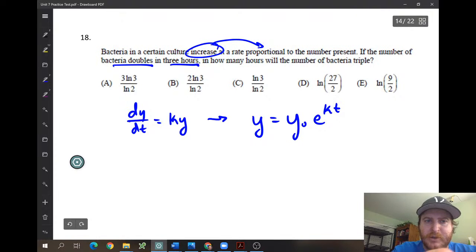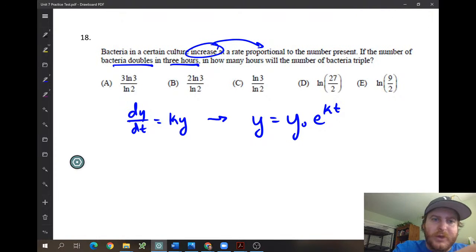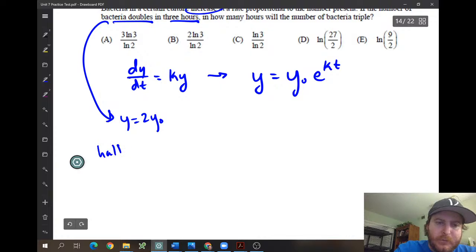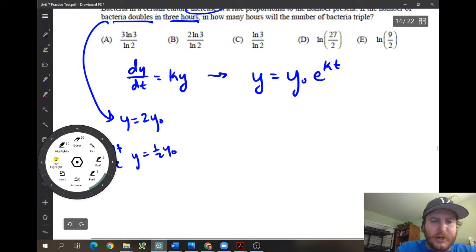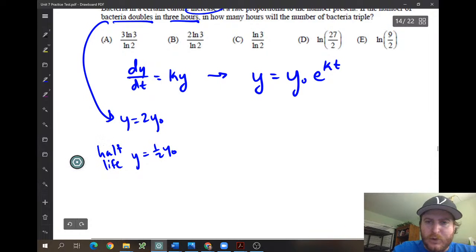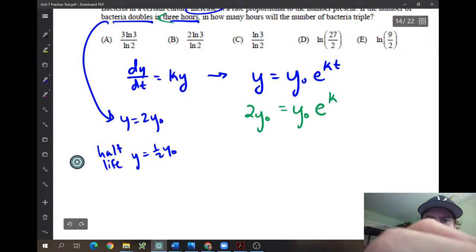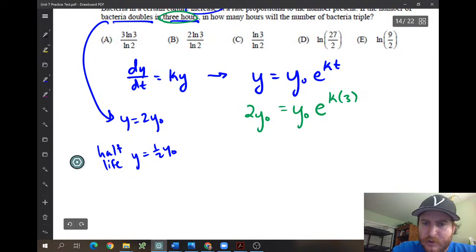So what we have to do first is the number of bacteria doubling, okay? When the number of bacteria doubles, we know that y is now equal to 2y naught. So if you ever see half-life, half-life was when y was equal to 1/2 y naught. Well, doubling would be when y is 2 y naught. So I'm going to plug in 2 y naught, because it was doubling. It's equal to y naught e to the k, and for t, they told me that happened at 3 hours, so times 3. The y naughts can cancel, and I get 2 equals e to the 3k.